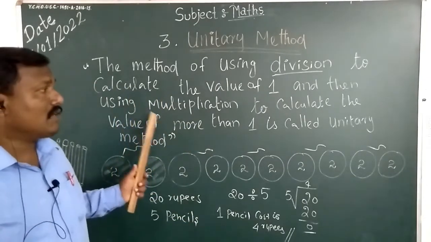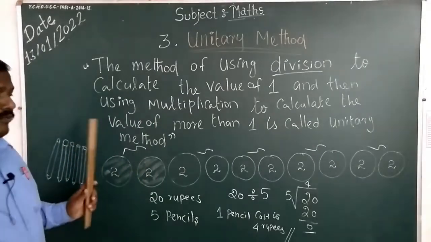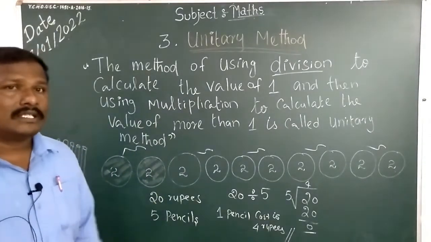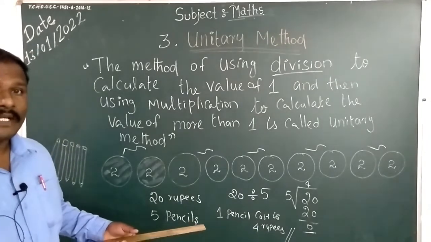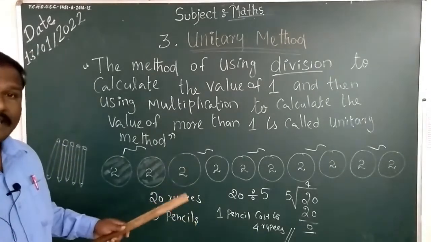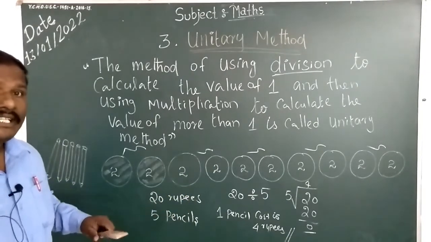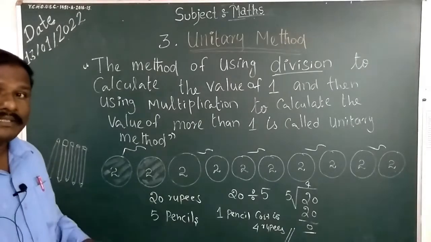Suppose you want to find the cost of many things, more than one thing. Assume now you know the value of 1 pencil cost is 4. Suppose I purchased 7 pencils, or 8 pencils. The number of things will sometimes change, and at that time you have to do multiplication. We will see some other example.